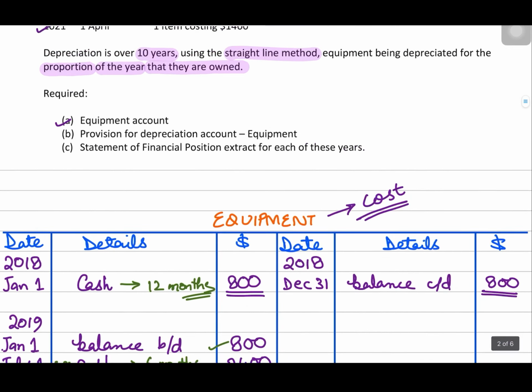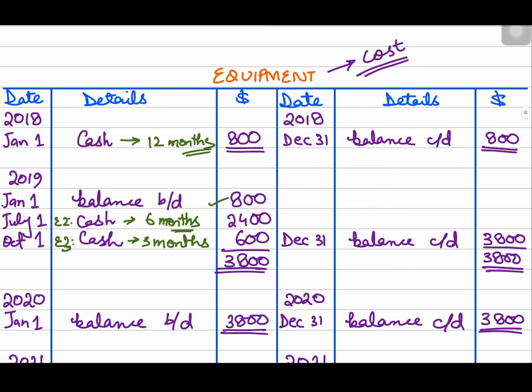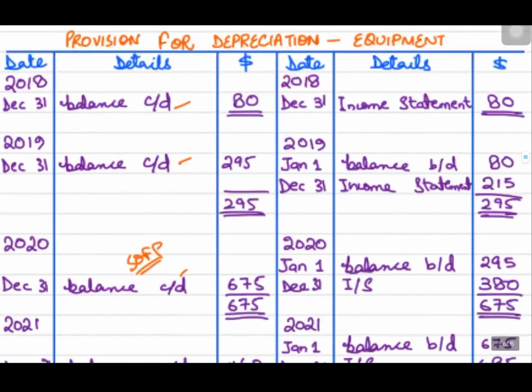Now we are left with just the third requirement, and that is SOFP extracts for each of these years. I have already told you how we prepare the SOFP extracts. Do we have to look at the question again and again? No. Do we have to do some sort of calculation again? No. We just have to see the balances carried down in both of these accounts, the cost account as well as the depreciation account, because we know that all the balances carried down become part of our statement of financial position, right? So let's start with that part.